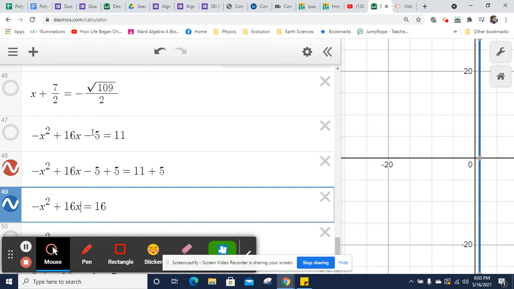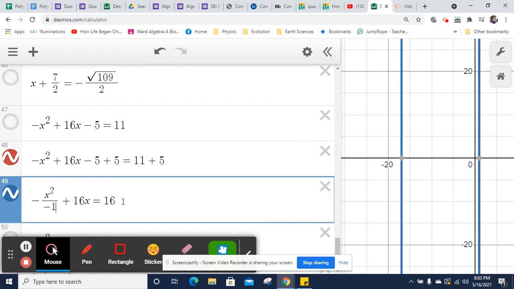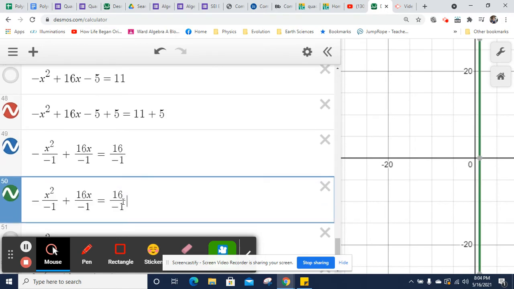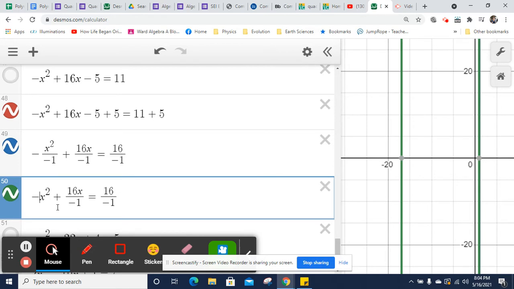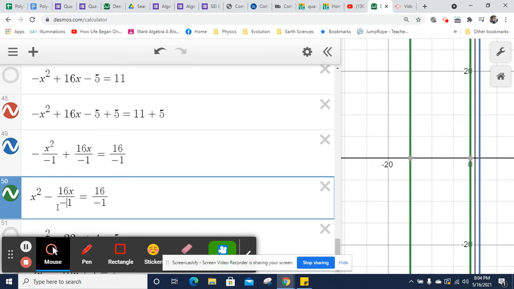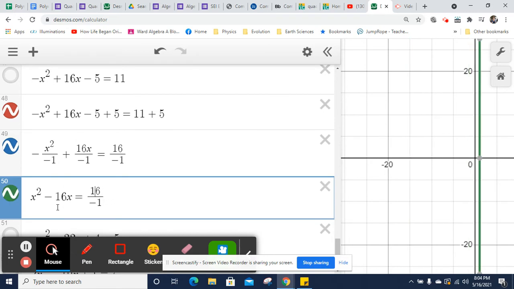Now is where I need to deal with part 1A, which is get rid of this negative. And the way you get rid of a negative is you multiply everything by negative 1, or you just divide everything by negative 1. Divide this by negative 1. Okay, and the shortcut for that is just to change the sign of all things that are here. So when I do that, this just becomes positive x squared. This becomes negative 16x. And this over here becomes negative 16.